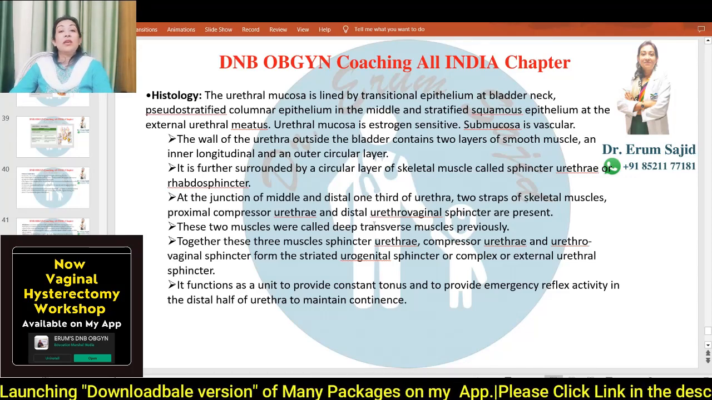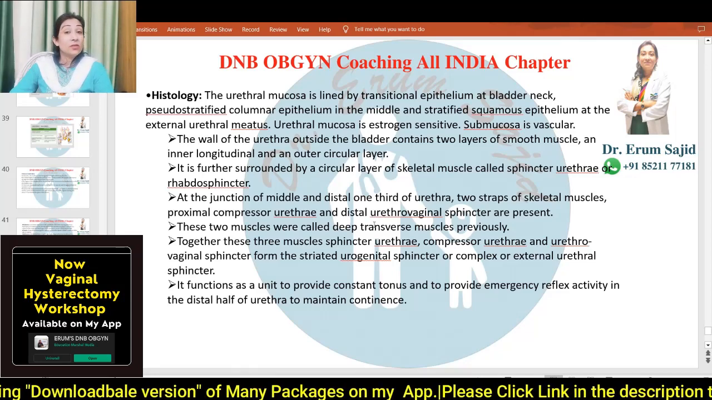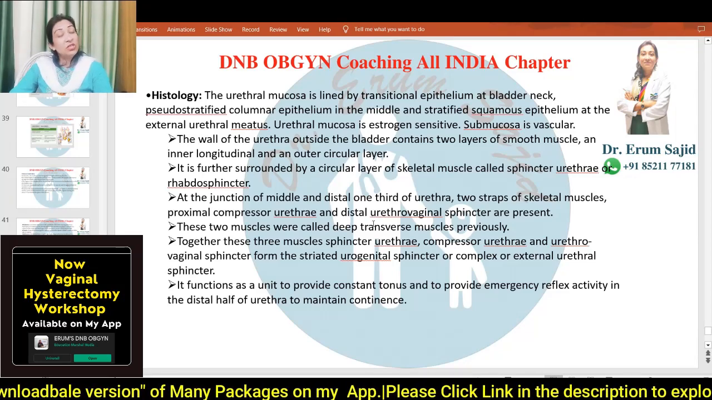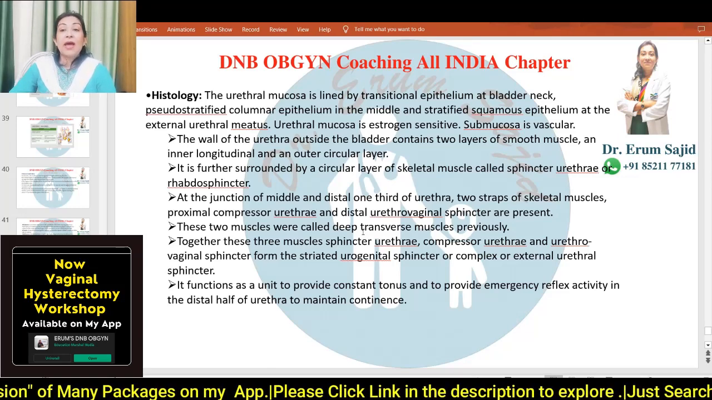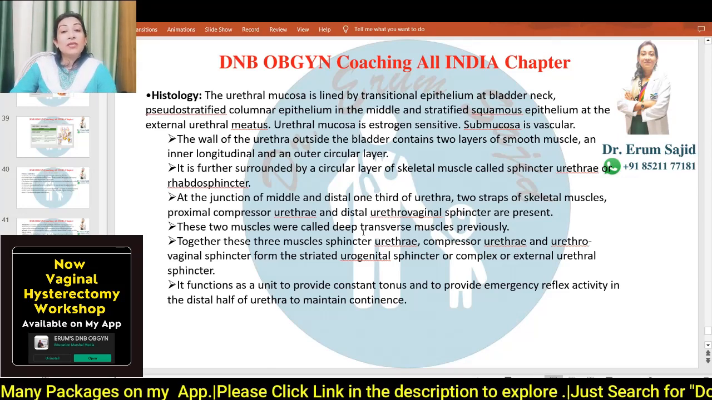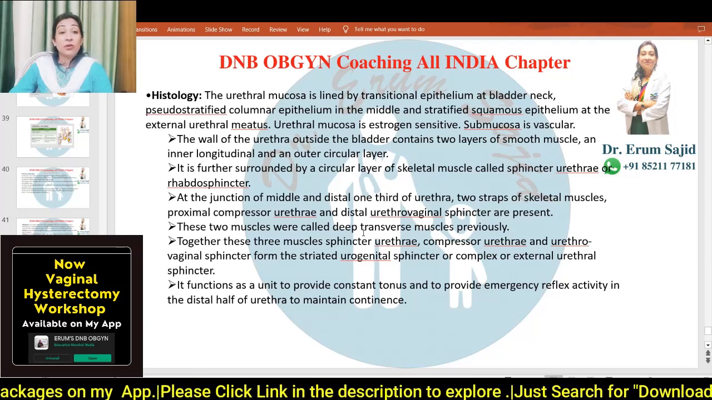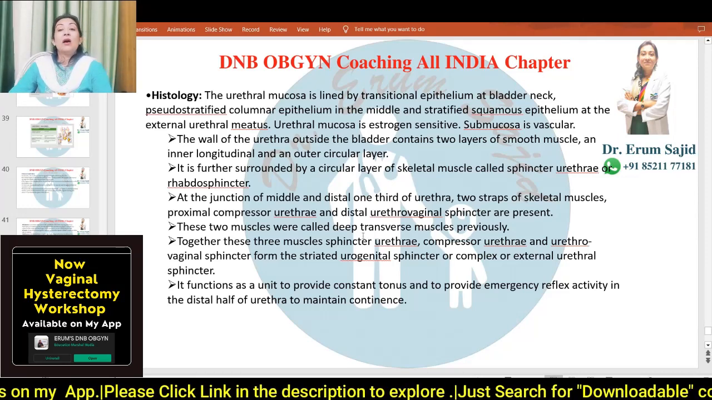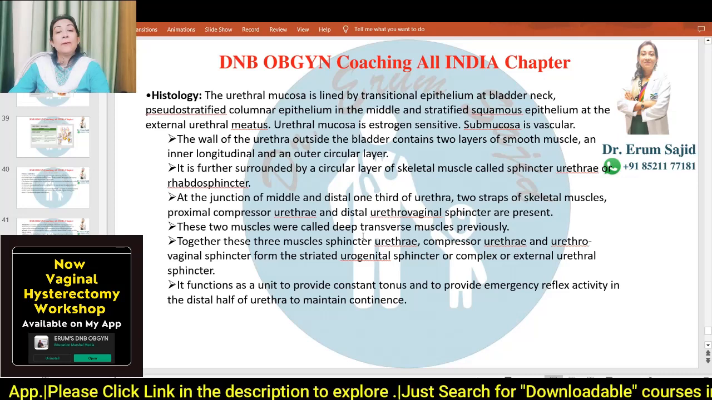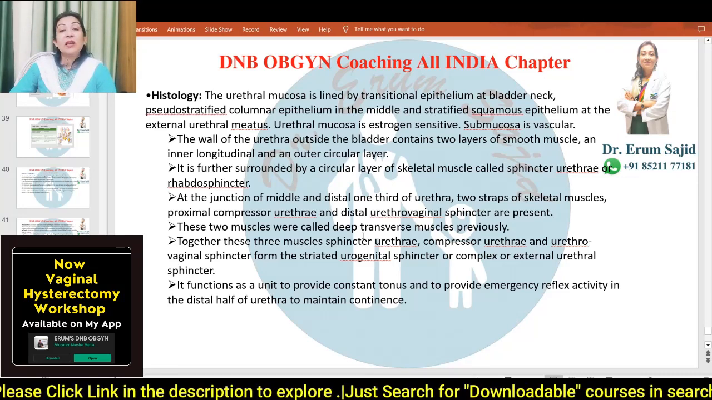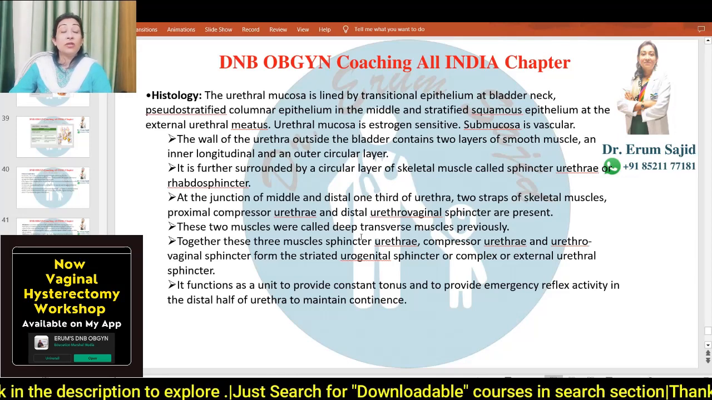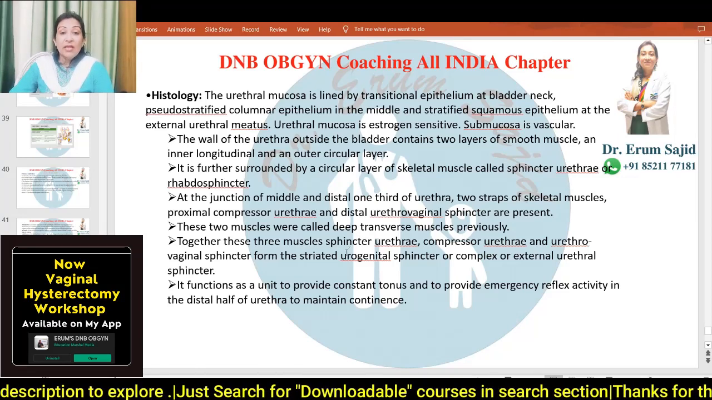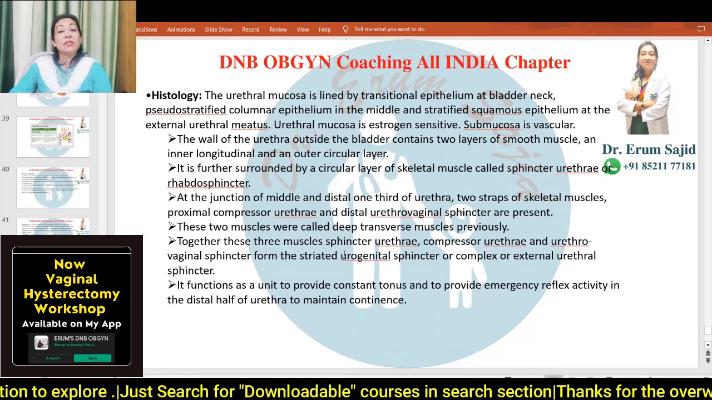Very important thing now is coming up. Urethral mucosa is estrogen sensitive, as is the bladder mucosa. Submucosa is definitely vascular and surrounded by a circular layer of skeletal muscle called the sphincter urethrae or the rhabdosphincter. At the junction of the middle and distal one third of the urethra, you have two straps of skeletal muscle, the proximal compressor urethrae and the distal urethrovaginal sphincter. These two muscles were called deep transverse muscles previously.